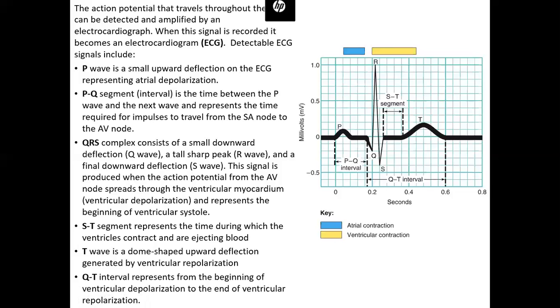As far as the exam goes, I will definitely want you to know what the P wave is, what the T wave is, all those different waves, segments, and intervals.